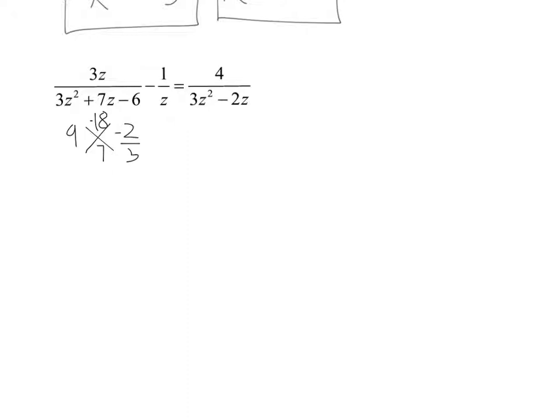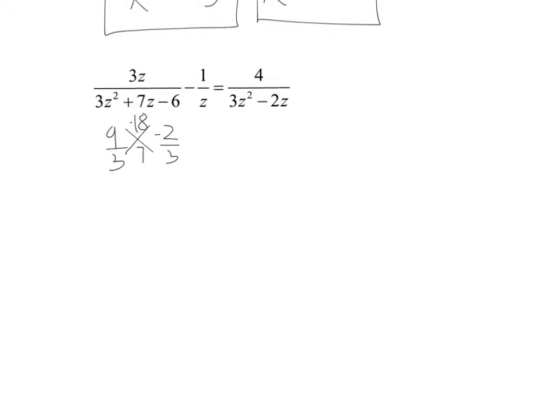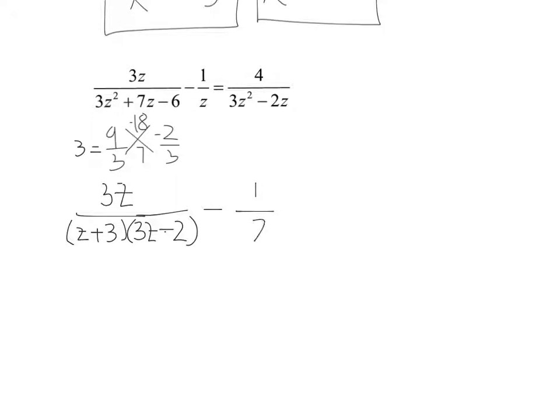Divide both by 3. Nine over 3 becomes 3. So we have 3z over z plus 3 times 3z minus 2, minus 1 over z, equals 4 over, and then I can actually factor a z from our denominator, and we get z on the outside, and we're left with 3z minus 2. So now we can identify our LCD.